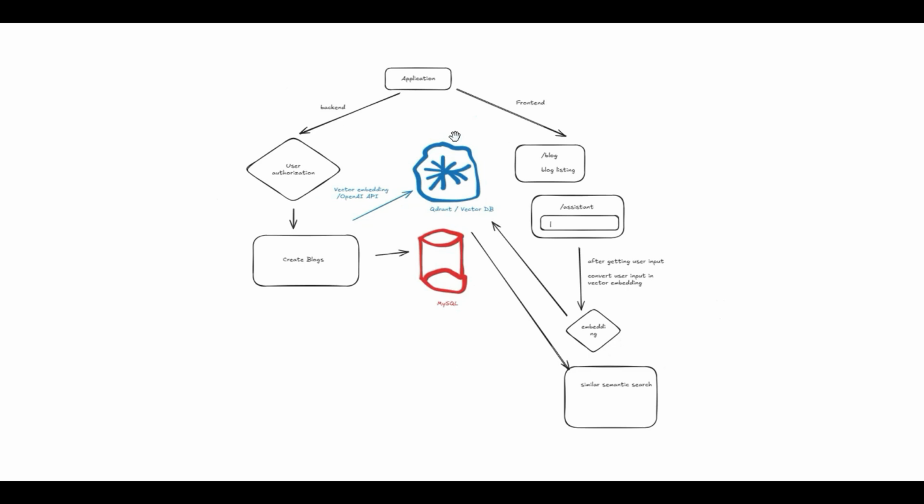Now let's summarize everything. When an admin logs in, they will be able to create blogs. Blogs are going to be stored in MySQL. Apart from that, blogs are going to be converted into vector embeddings with the help of OpenAI and the vectors stored in our Qdrant database. On the front end, we are going to have a blog listing page. Apart from that, we are going to have an assistant page in which, when a user types something, it's going to be matched with the Qdrant database and a relevant blog returned for that input.